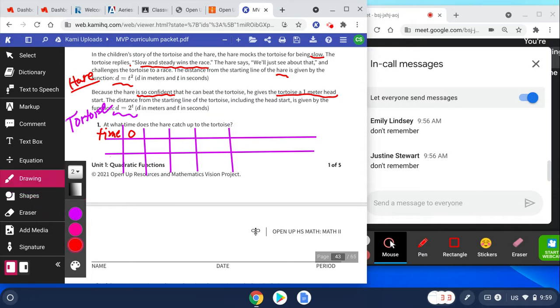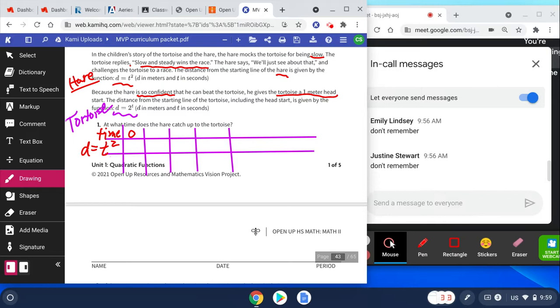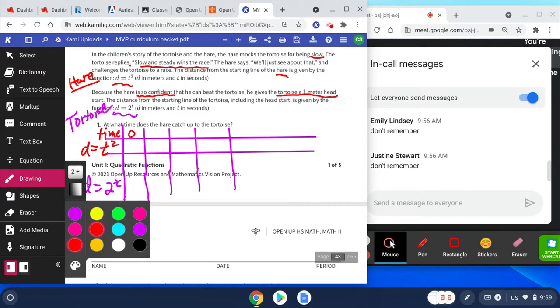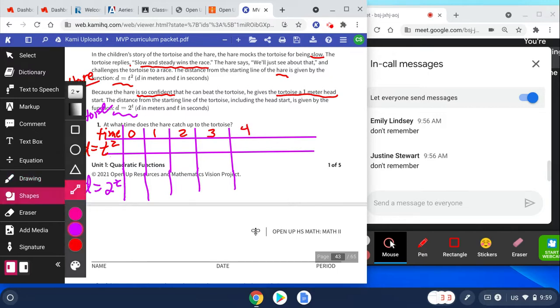And then we're going to be looking at these two different functions. The red function was our t squared. And then the purple function is our 2 to the power of t. Okay, so across the top, let's keep that going. How many seconds have passed? 0 seconds, 1 second, 2 seconds, 3 seconds, 4 seconds, and 5.